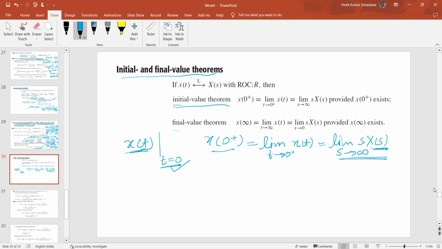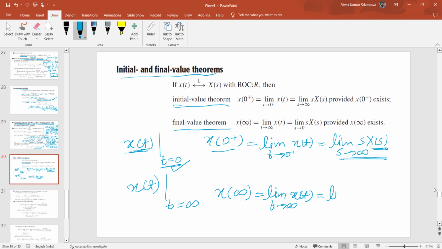Similarly, for evaluating the final value, we put t equal to infinity. So this will be equal to limit t tends to infinity of x(t), which is equal to limit s tends to 0 of s into X(s). So by using these theorems, we can easily evaluate the initial value and final value of any signal if the Laplace transform of these signals is given to us.